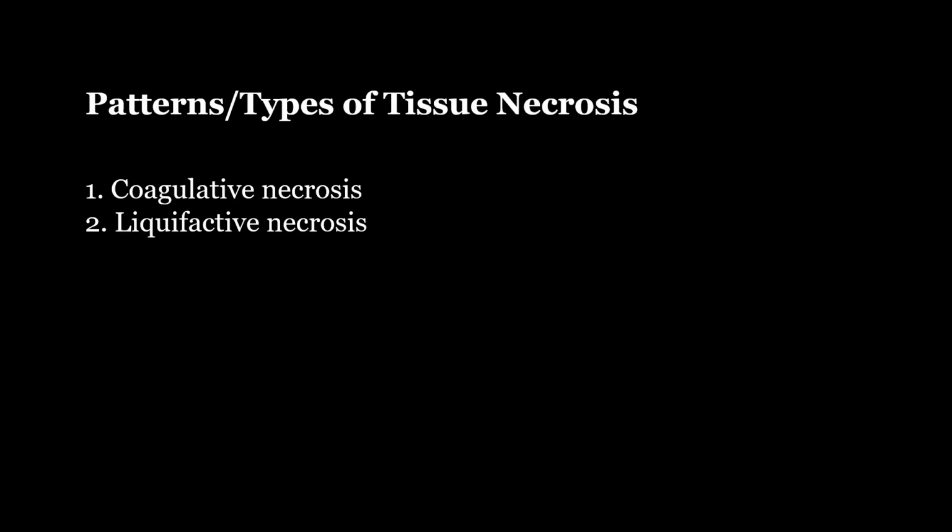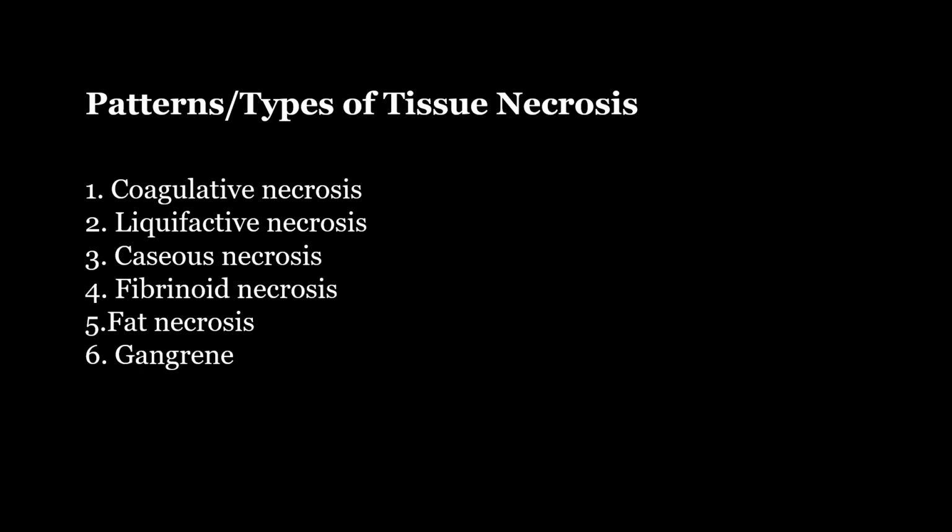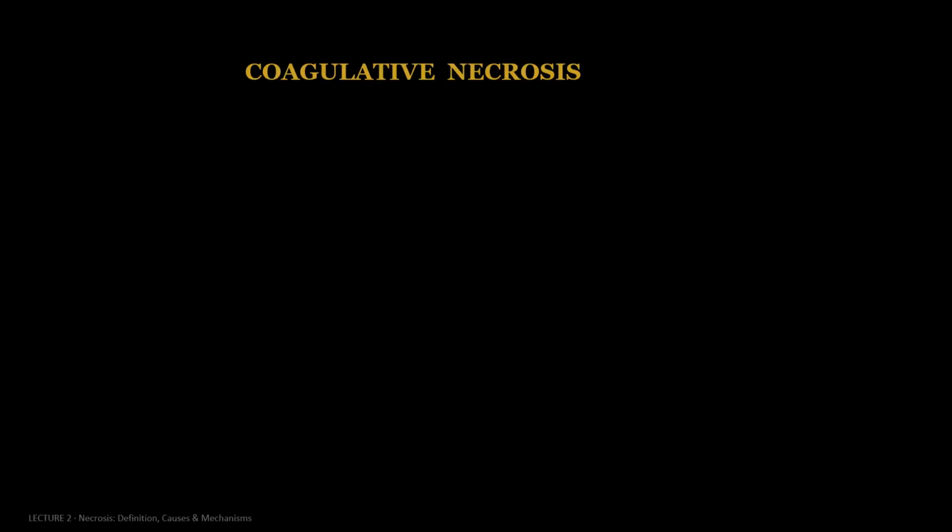So the patterns or the different types of necrosis. There are different types of necrosis. What are they? Coagulative necrosis, liquefactive necrosis, caseous necrosis, fibrinoid necrosis, fat necrosis, and last but not least, gangrene. So we start with the first one, coagulative necrosis.